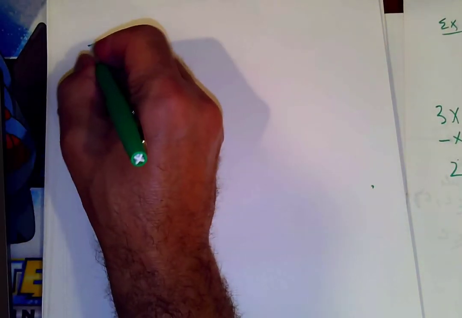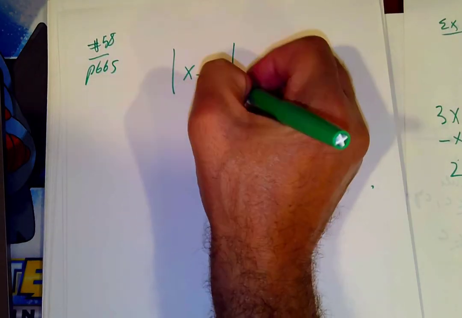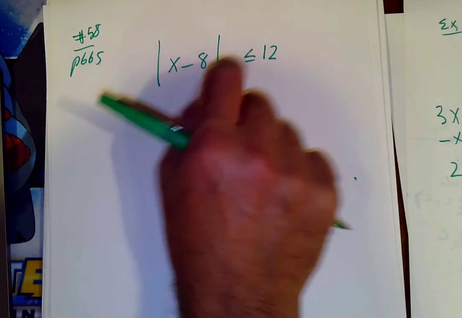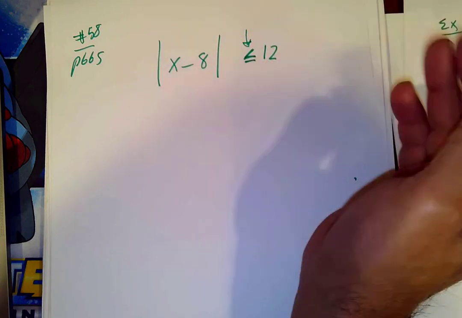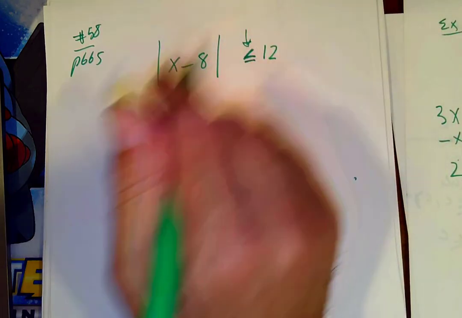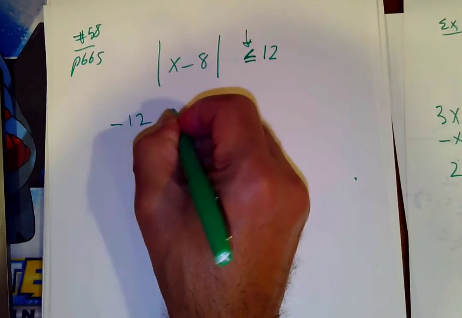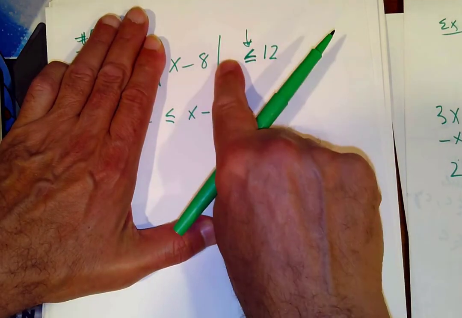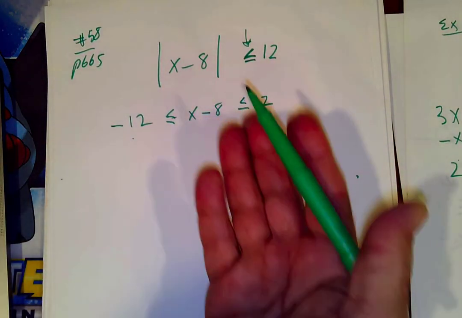So for example, number 58, page 665. The absolute value of x minus 8 is less than or equal to 12. Again, first we have to make sure the absolute value is isolated. Then we look at the inequality. This means it's going to be an AND, and later on you will see if it's greater than, it's going to mean OR. So the absolute value is less than 12, so it's going to be between negative 12 and 12. So we drop the absolute value. When we drop the absolute value, we get the inequality, this one, and then we put the negative 12 on this side, less than or equal again. And we learned how to solve that.